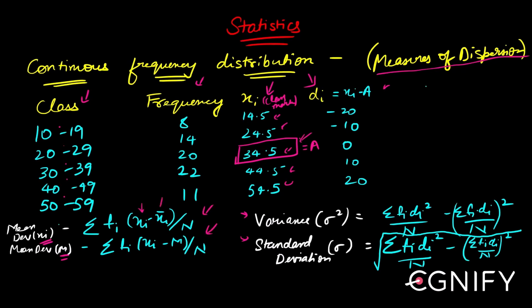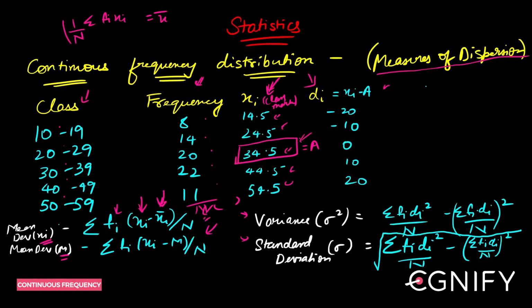If you have x bar available with you, how do you get x bar? Basically, you take sigma fi xi, right? You have xi column, you have fi column. You take sigma fi xi and divide that with N. What is capital N here? Capital N is the sum of these frequencies, right? You'll put that here. So sigma fi xi will help you get x bar, right? Once you have x bar available with you, you have each of the xi's available with you. You have fi's available with you. You have capital N. You can always get mean deviation about the mean, right?